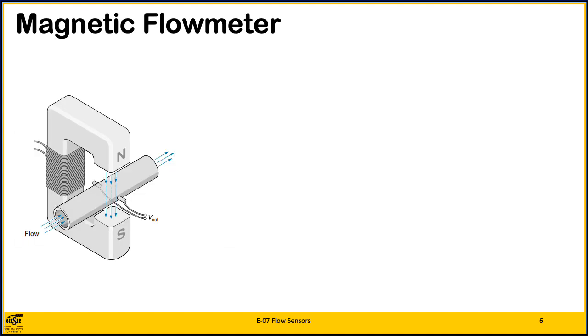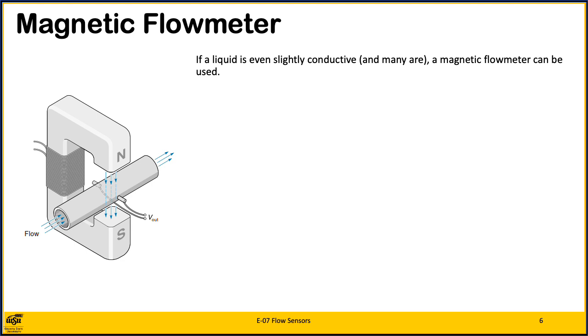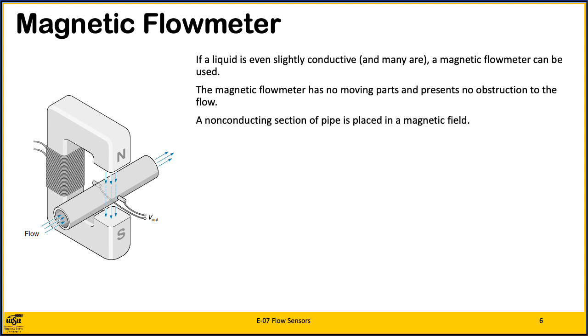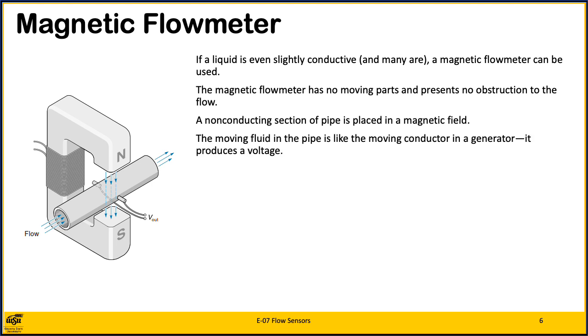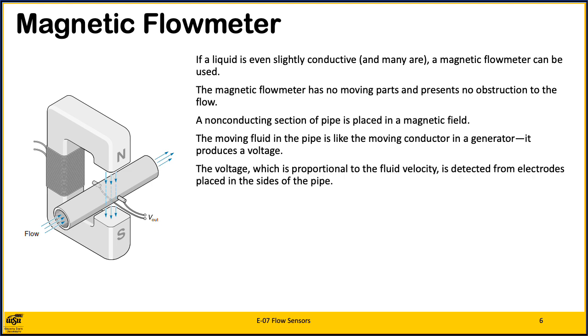Magnetic flow meters. If a liquid is even slightly conductive, and many are, a magnetic flow meter can be used. The magnetic flow meter has no moving parts and presents no obstructions to the flow. A non-conductive section of pipe is placed in a magnetic field. The moving fluid in the pipe is like a moving conductor in a generator. It produces a voltage. The voltage, which is proportional to the fluid velocity, is detected from electrodes placed in the sides of the pipe.